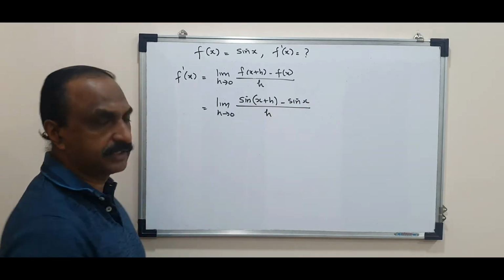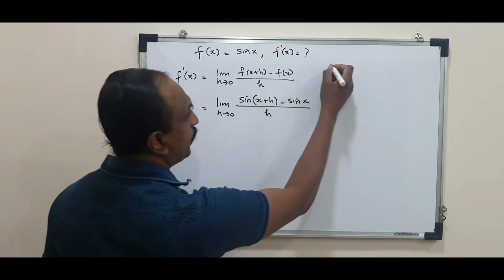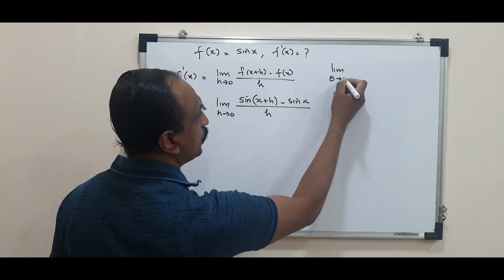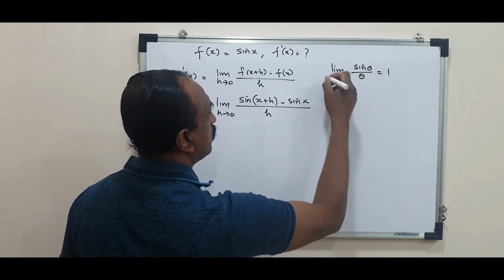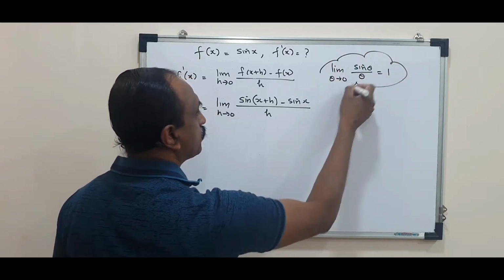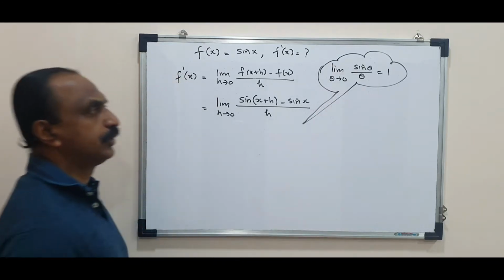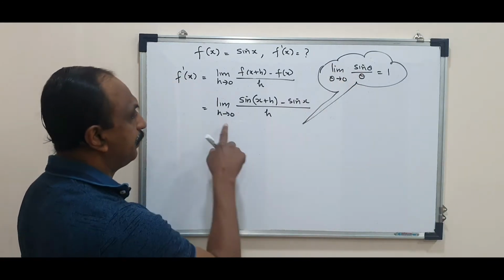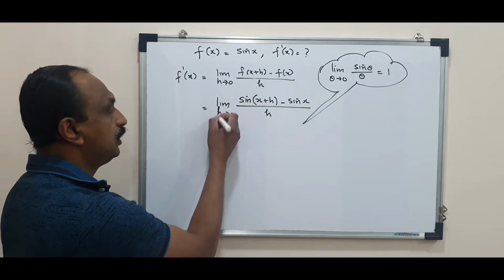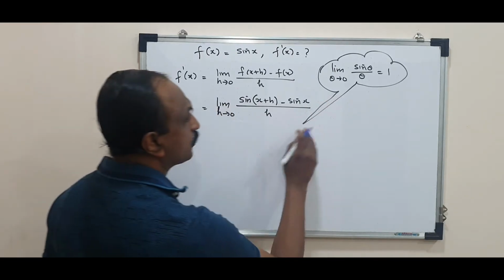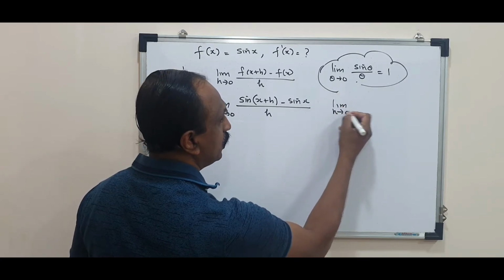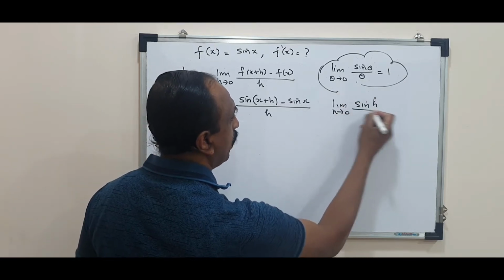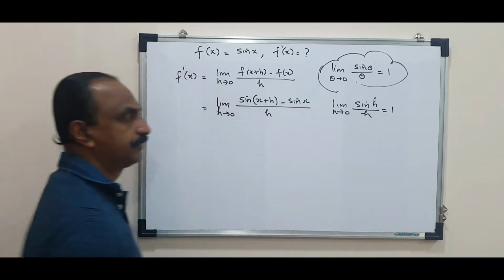Now, to evaluate this limit, we shall use the formula limit theta tending to 0, sin theta upon theta is 1. This is the formula that we will be applying in this problem. So to apply this limit here, h tending to 0, naturally this formula will convert to limit h tending to 0, sin h upon h is 1.